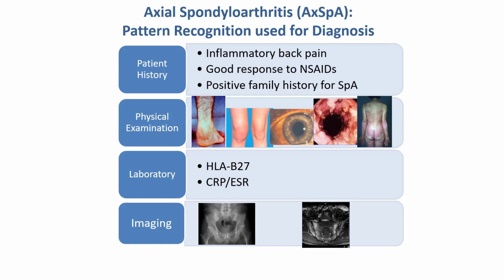In the laboratory, it's pretty straightforward and simple. It's just looking for the gene marker HLA-B27, which is positive in about 85% of patients, but 15% is negative. And then an inflammation marker, CRP or sed rate. The key for us is imaging, and especially MRI imaging, to identify whether there is inflammation in the sacroiliac joints and spine.